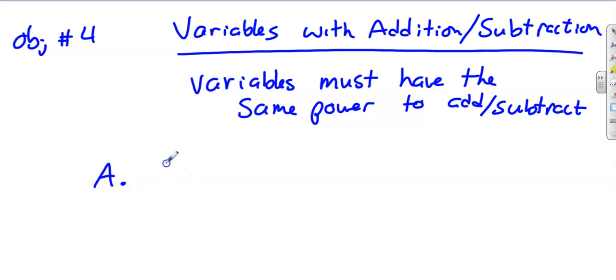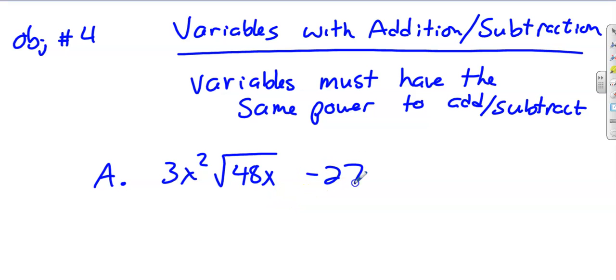All right, here we go. So for this one, let's go with 3x squared times the square root of 48x minus 27 times the square root of x to the fifth.